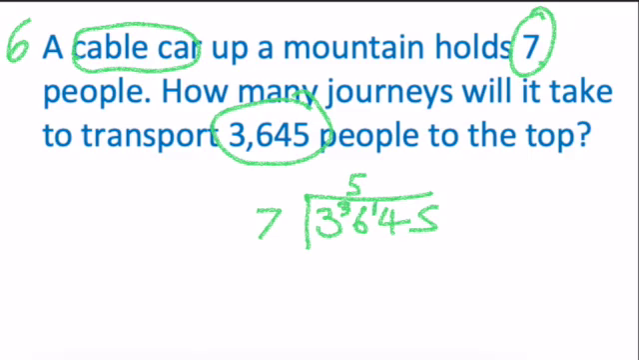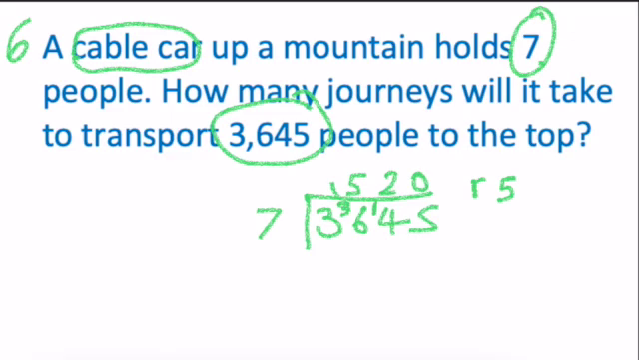And 7 goes into 14 2 times. Now 7 goes into 5 0 times. So we've got a remainder of 5. Let me double check my calculation. 7 goes into 36 5 times, because 5 times 7 is 35, remainder 1, 2 times. Okay, so look what happens. The cable car will go up the mountain 520 times full, but there are 5 people left over.